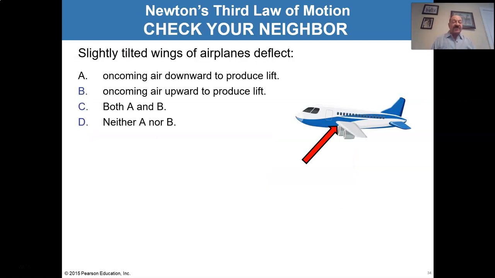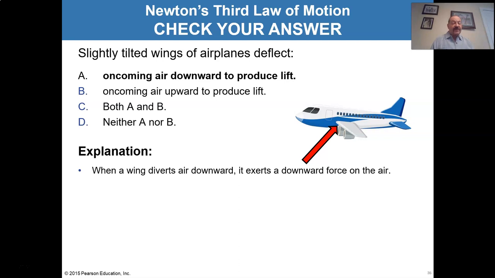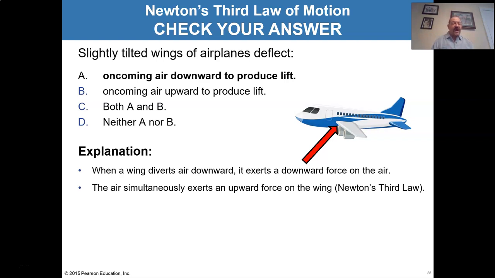The slightly tilted wings of airplanes deflect: A, oncoming air downward to produce lift; B, oncoming air upward to produce lift; C, both A and B; D, neither A nor B. Well, I think we've been talking about this. They are pushing air downward so that the plane moves upward. So the wings are shaped in such a way to divert air downward, and they're built into the plane at certain angles, and shaped a certain way to push the air downward. And this will drive the air down, and the air will drive the plane up. That is Newton's third law.